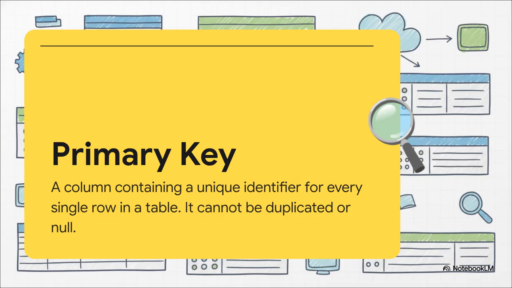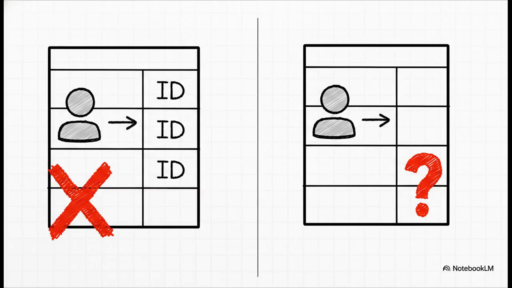It's like a unique fingerprint for every single row in the table. Now, for this whole system to work, a primary key has two unbreakable rules. First, it has to be totally unique. No two rows can ever share the same primary key. And second, it can never be empty. Every single student has to have a student ID. These two simple rules are what make it so reliable.